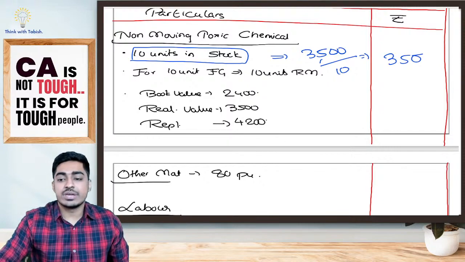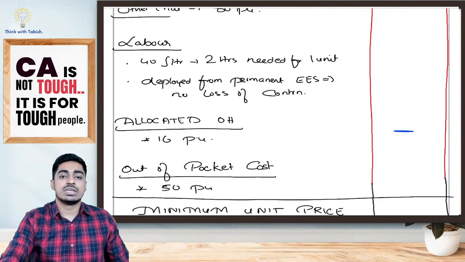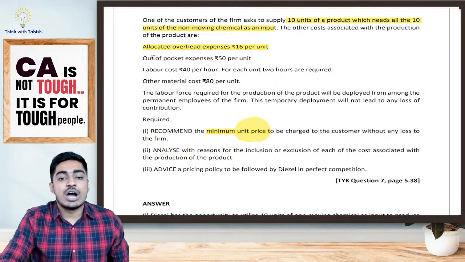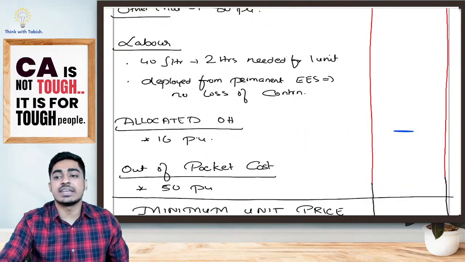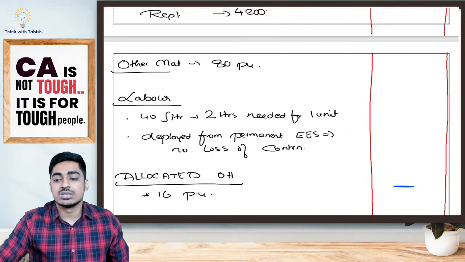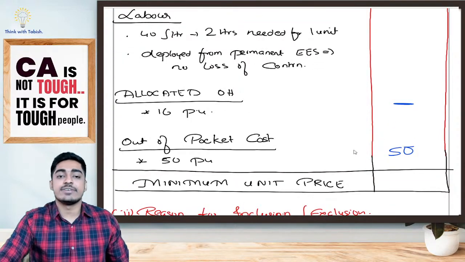Irrelevant. So allocated overheads is 16 rupees per unit. Relevant cost is 0. Next, the question is telling out of pocket expenses, 50 rupees. Is out of pocket cost relevant, or is it irrelevant, students? Out of pocket cost is the additional cost we are incurring. It is relevant. So 50 rupees is relevant here.